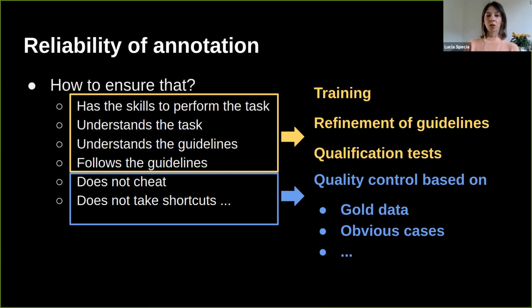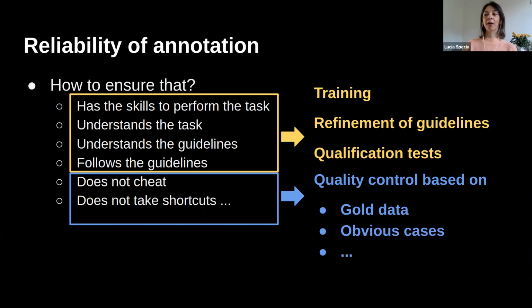So the way we try and look at these different tasks that are listed, we can broadly group them in two groups. The first, here in yellow, I would refer to as pre-task. So essentially you are preparing the task and the annotators. It could be training the annotators, it could be refining the guidelines over a few iterations. It could be running qualification tests to make sure the annotators can actually do the task. And once this is done, then you move on to the actual task.